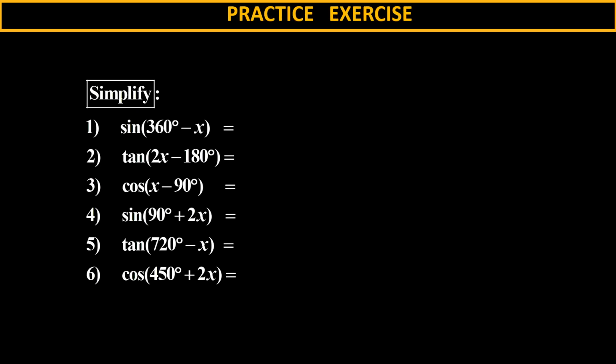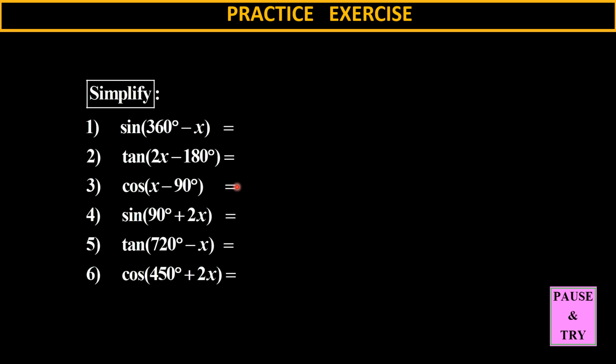Now here's a practice exercise with 6 examples. It should take you less than 3 minutes, so quickly do that. Use your calculator. Determine whether each one is positive or negative. Right? So let's see. Just try to do each one of them quickly.